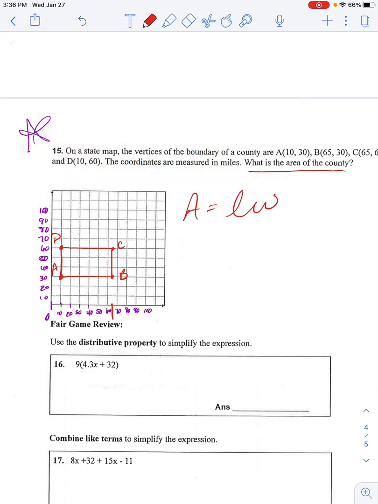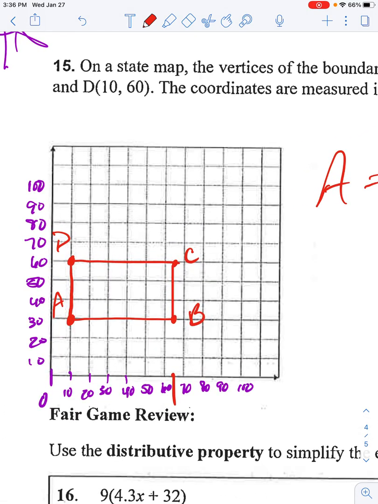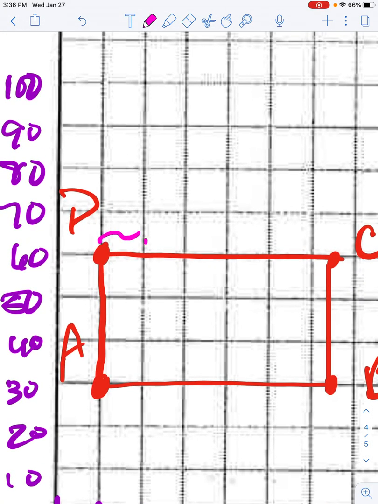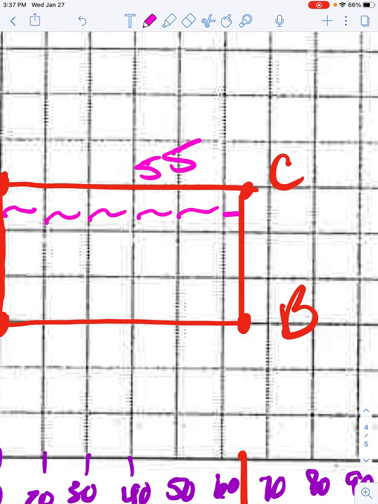Okay, guys, here's where it gets a little tricky. Length times width, we know that. Number 1, we're going by tens, right? We're no longer going by ones. So from here to here is 10, 20, 30, 40, 50, and it is not a full 10 more, right? So let's count it again. This is a full 10, 10, 20, 30, 40, 50, 5. 55, going down 10, 20, 30.